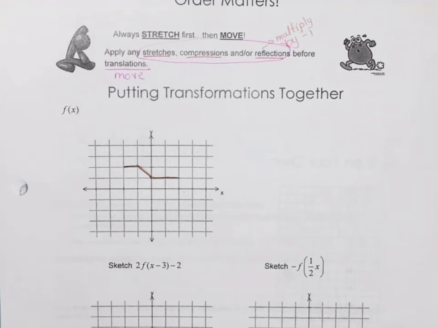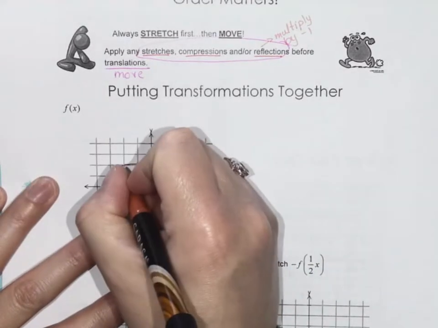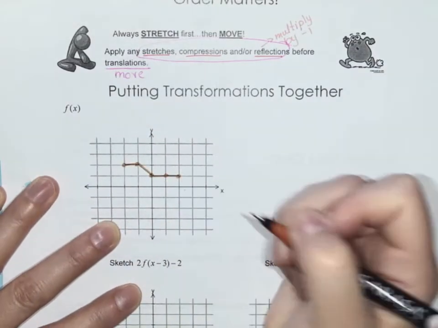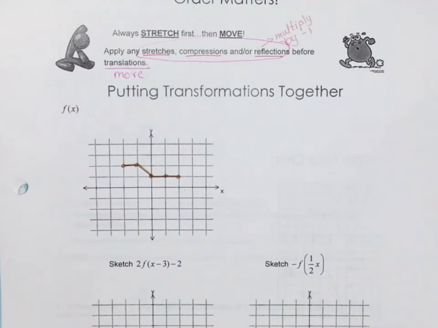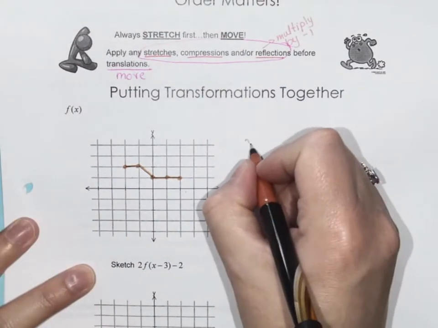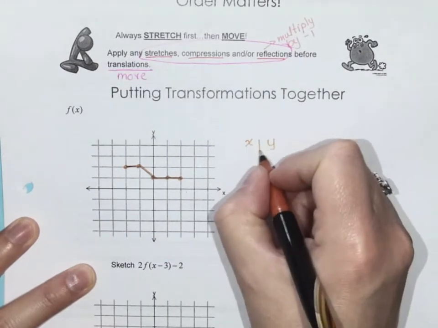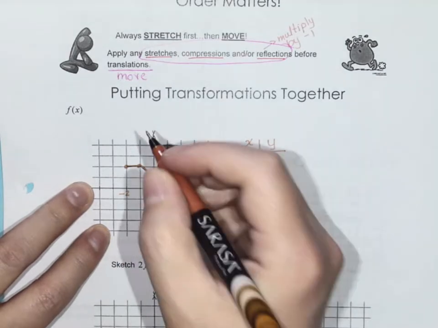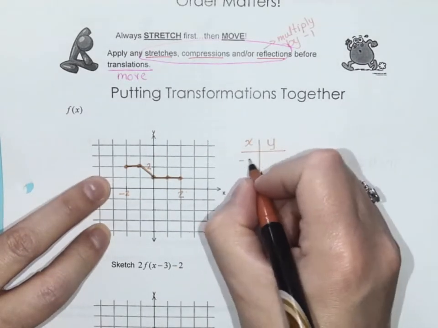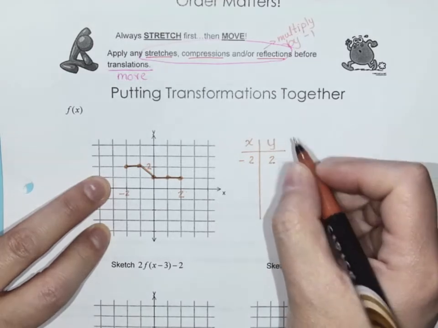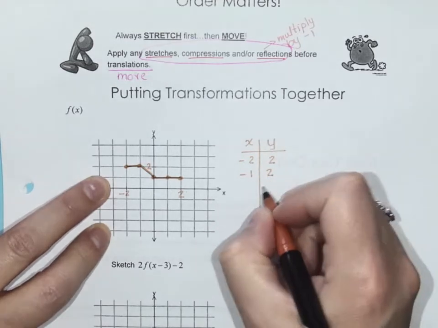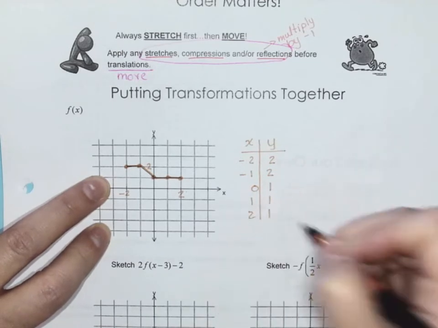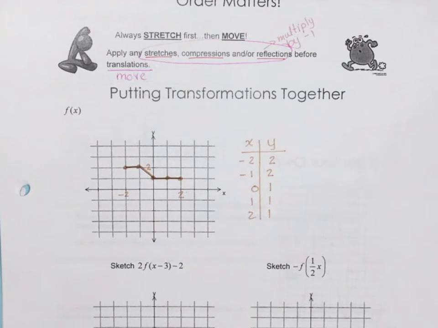So the first thing I'm going to do is a table of values. I'm going to pick some critical points. I call them critical, but they're just points that are nice and easy for us to pinpoint. So this is going to be (-2, 2), then (-1, 2), (0, 1), (1, 1), and (2, 1). Those are all the points that I've grabbed.